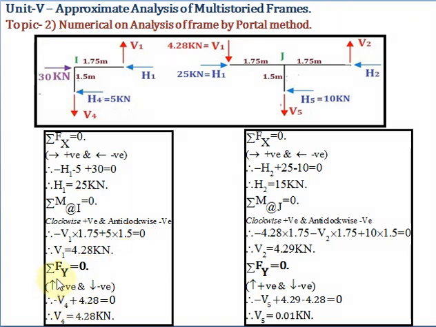Then the next equilibrium equation, that is summation Fy equal to 0. Okay. Now consider the vertical forces only. V4 acting downward, minus, and V1 is acting upward. But what is the value of V1? Here we have found out 4.28. So V4 equal to 4.28. Okay. Now consider the joint J now.